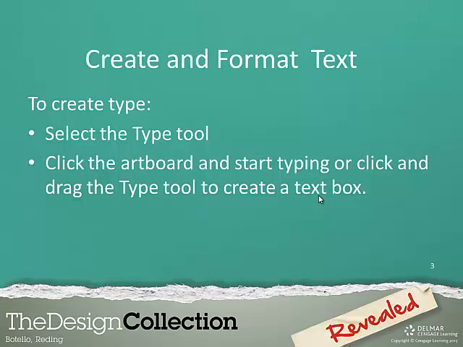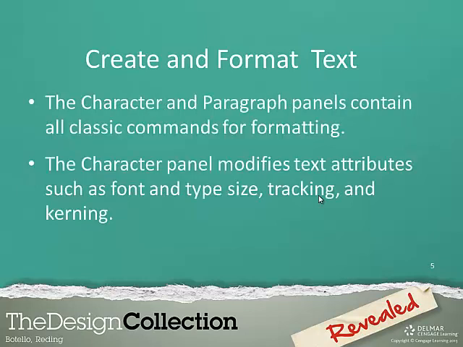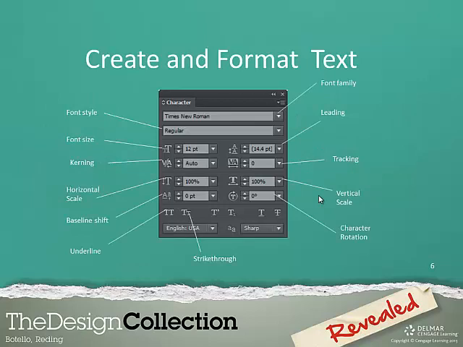When you create and format text, use the Type tool, and then you click the artboard and start typing, or click and drag the Type tool to create a text box and then start typing. You can use the Vertical Type tool to create vertical type. Type is positioned on what we call a baseline. The character and paragraph panels contain all classic commands for formatting. The character panel modifies text attributes such as font and type size, tracking, and kerning. And this shows your character panel and where everything is positioned on the character panel.